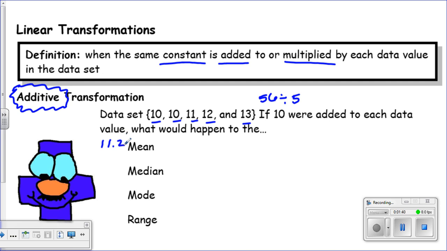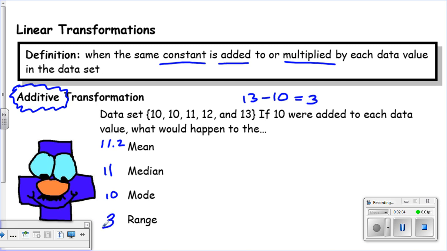The median value would be the middle number, so the middle number here would be 11. The mode, well, we haven't really talked much about the mode. The mode is the value that shows up the most often, so the value that shows up here the most often would be 10. And the range is when you take the highest, which is 13, and subtract the lowest, which means you have a range of 3.